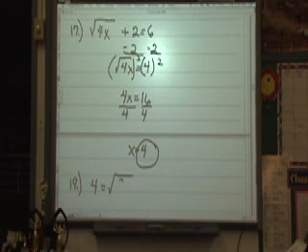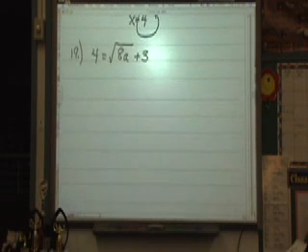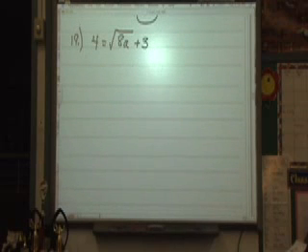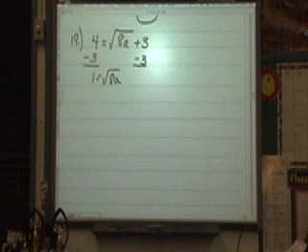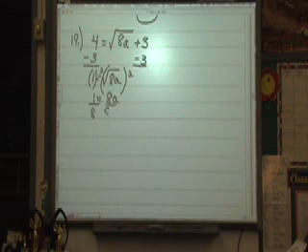19. 4 equals the square root of 8a plus 3. Isolate the radicand, subtract 3. 1 equals the square root of 8a. It's isolated, so now we can square both sides. And we have 1 equals 8a. Divide by 8 to solve for a. a equals 1/8.